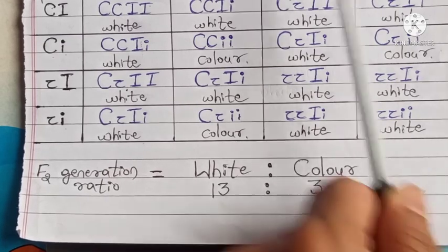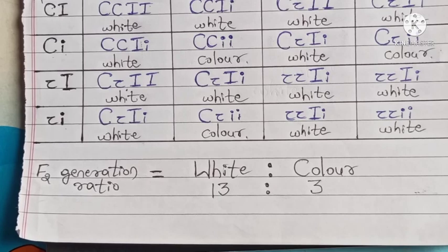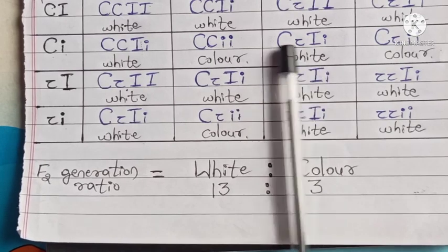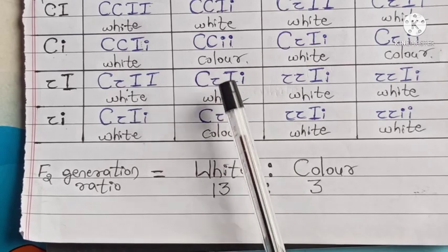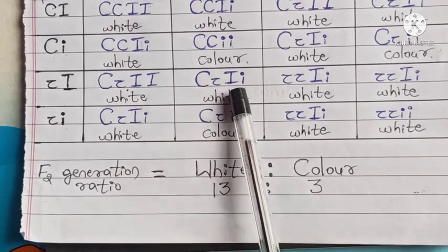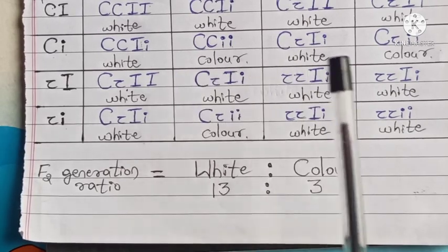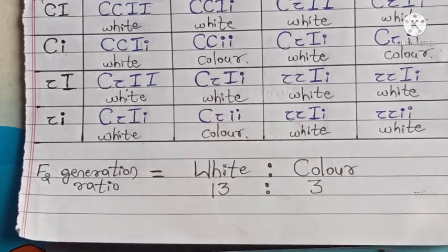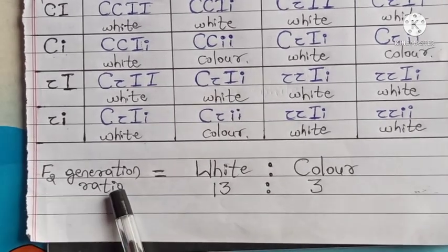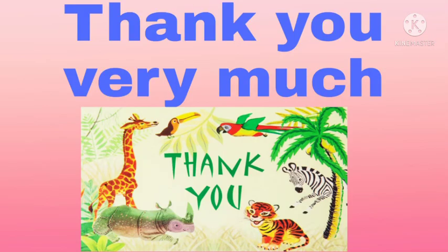I hope now you understood about the dominant epistasis. Dominant epistasis is a phenomenon where one gene masks the expression of another gene. In this case, the dominant gene masks the expression of another gene, therefore it is called dominant epistasis, and the F2 generation ratio is 13:3. I hope you understood in detail about the dominant epistasis.